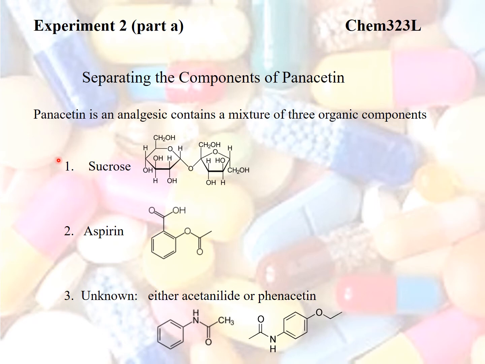It contains sucrose, which is just table sugar, aspirin, which is a very common analgesic, and one of these 2 unknown analgesics. They've made 2 different versions of panacetin, one with acetanilide and one with phenacetin. And we're going to separate these 3 components and then determine whether it's acetanilide or phenacetin in this version of panacetin.